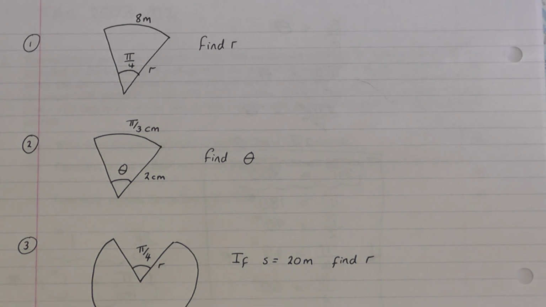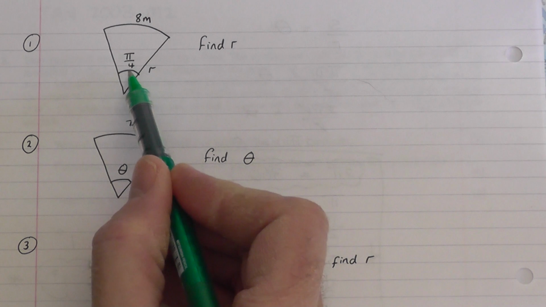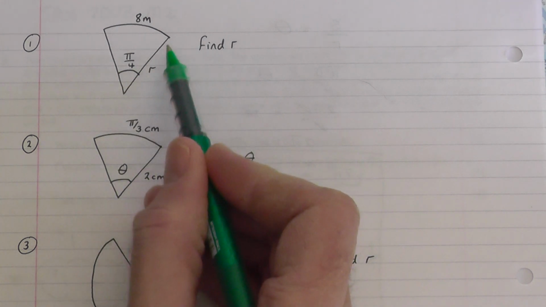Okay, some slightly more difficult calculations involving s equals r theta and A equals a half r squared theta. Still very basic, but slightly harder than the last video. Let's have a look at question 1. Question 1, you're told that the arc length is 8, you're told the angle is pi by 4 rads. Find r, find the radius.